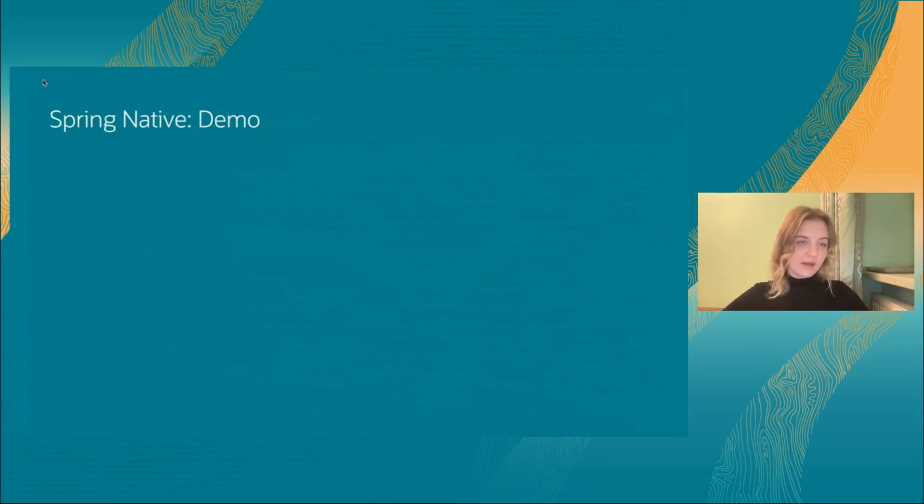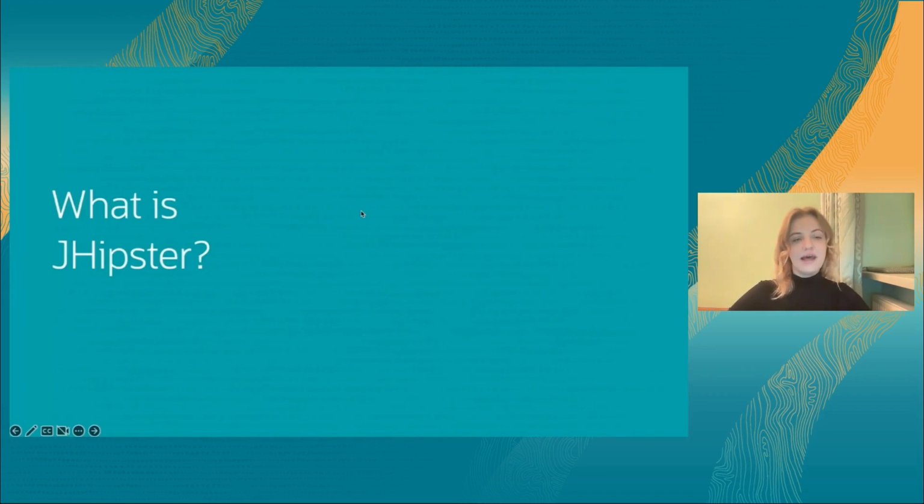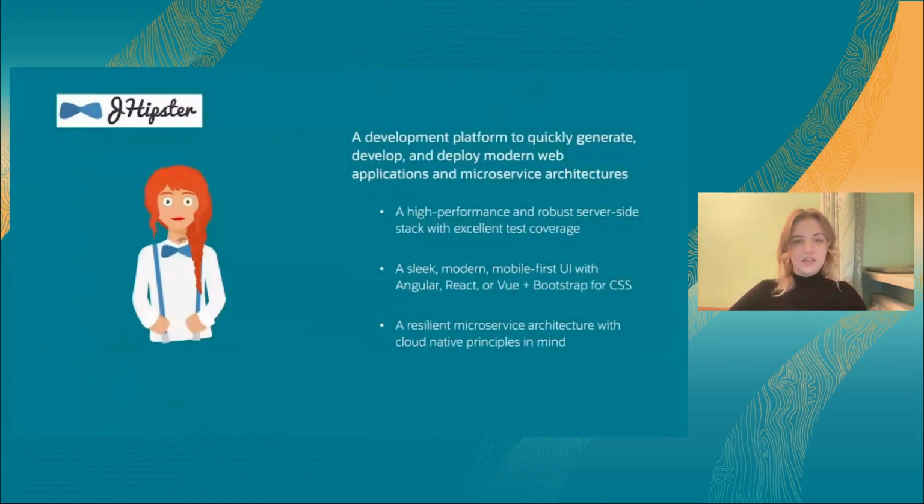So let's go back to the presentation, and let's look at the final piece of our puzzle, and that is JHipster. So JHipster is this development platform that allows you to easily build, develop, and deploy applications. In particular, it's really great for microservices and web applications. And it will give you a lot of different Java frameworks on the backend, along with a really nice, modern, mobile-friendly UI.